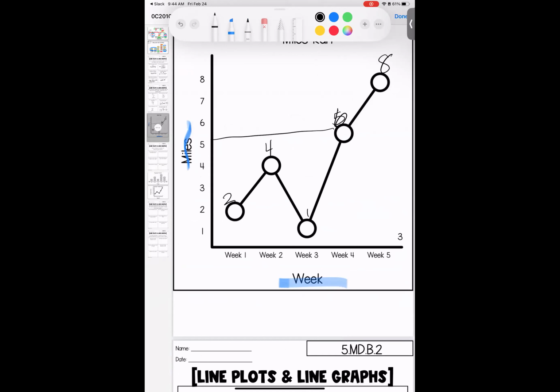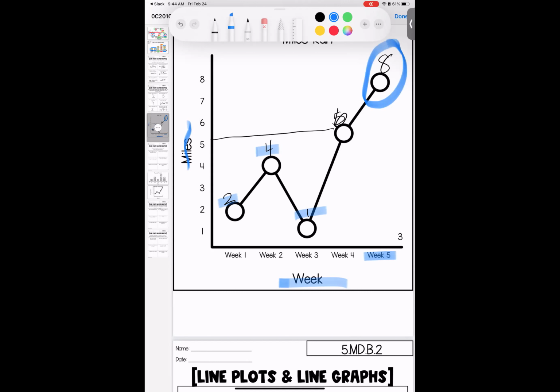All right, let's go ahead and talk it through. How many miles did she run in the first 3 weeks? Well, we have 2 plus 4 is 6, plus 1 more is 7. What week did she run the most miles? It's going to be week 5. If you look at the chart, that's the one that's highest up, where she ran 8 miles.